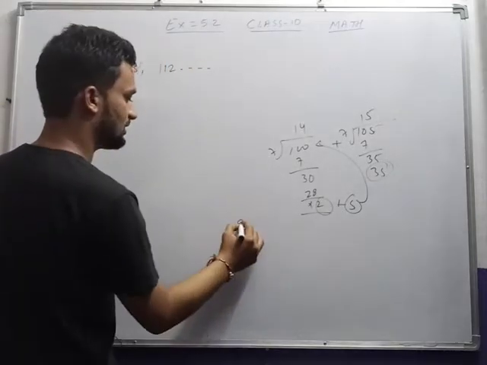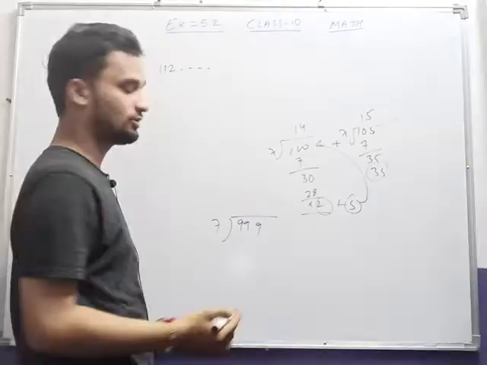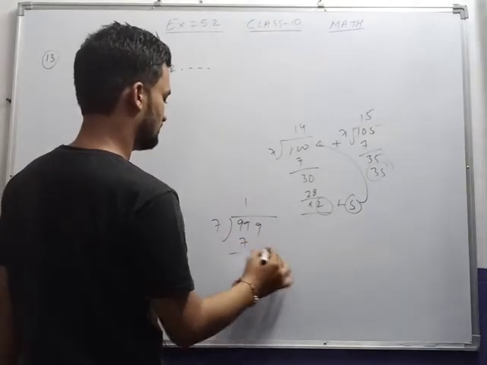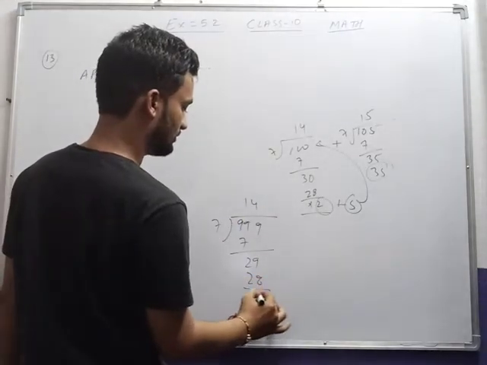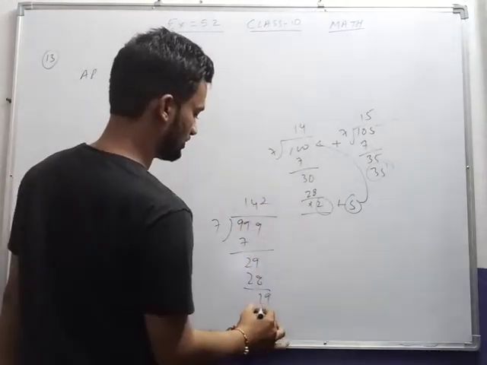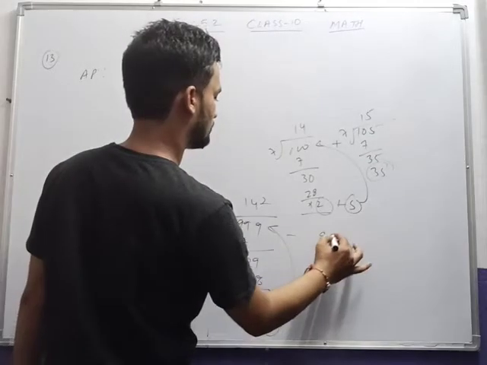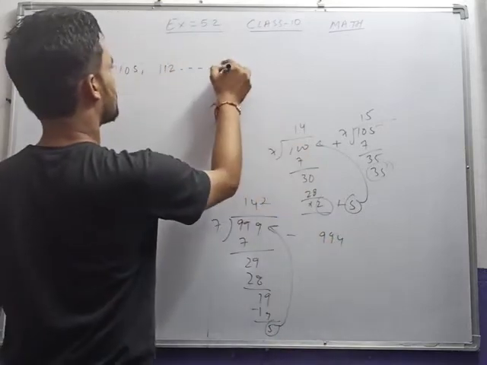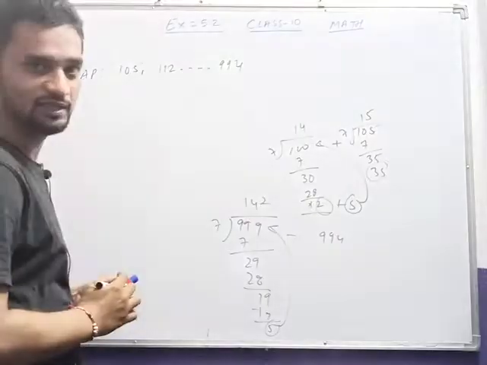And the greatest 3-digit number is 999. Let us see whether it is divisible by 7 or not. 7 ones are 7, 29, 7 fours are 28, 19, 7 twos are 14, remainder 5. So this 5 must be subtracted. So this will be 994. So the last term will be 994.